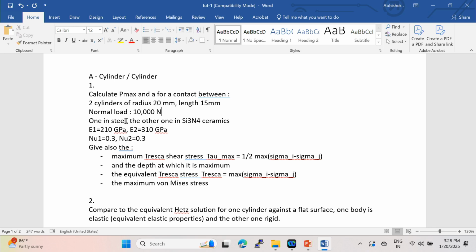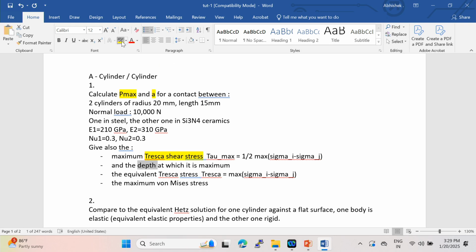First calculate the maximum pressure, the contact half width, and also the maximum Tresca shear stress and the depth. You should know that it should be about 0.3 times the maximum contact pressure. And the depth at which this stress is maximum.